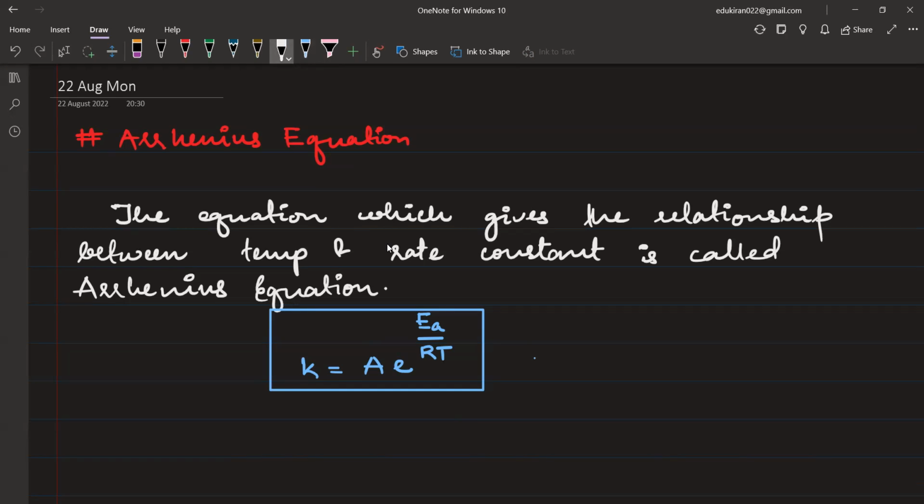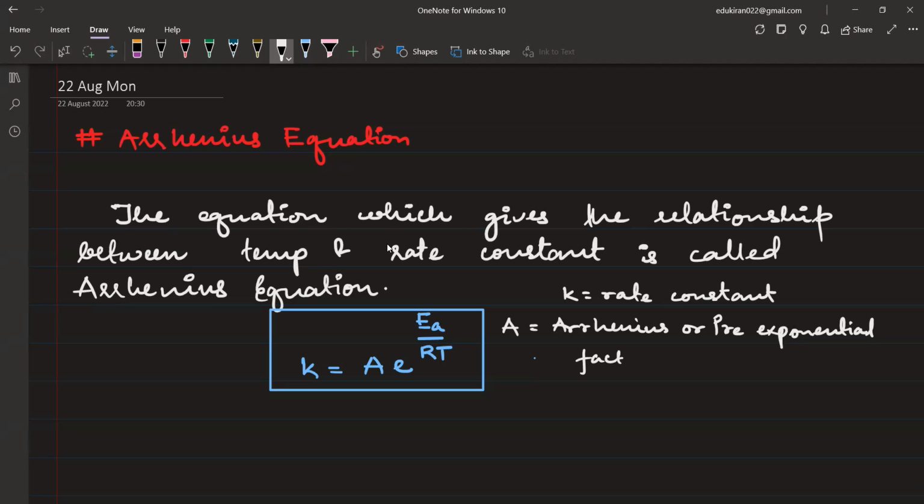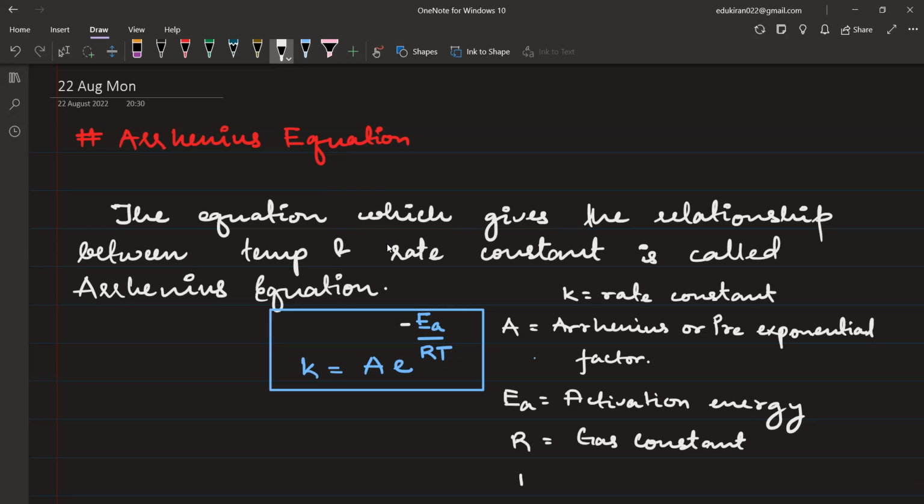In this equation, we'll write all the terms. What is k? k is the rate constant. What is A? A is the Arrhenius constant, or it is known as the pre-exponential factor. So there are two names for A. Then we have Ea, which is the activation energy. There is a minus sign on e: minus Ea upon RT. R is our gas constant, and T is the temperature.